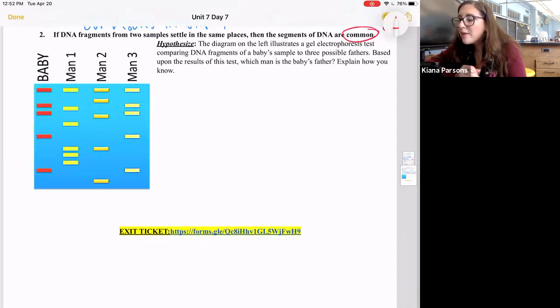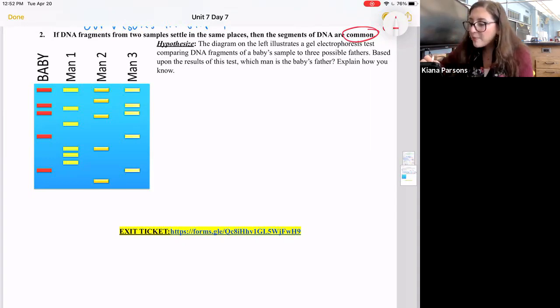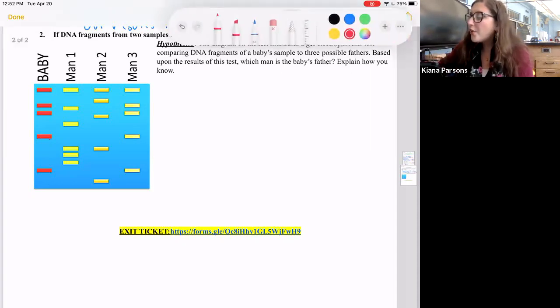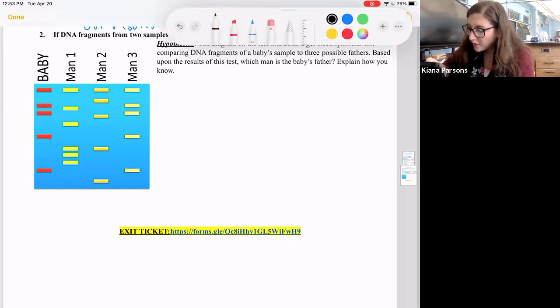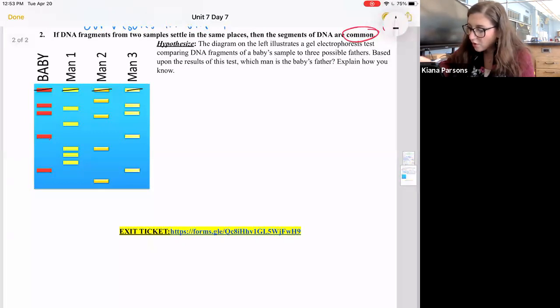So the diagram on the left illustrates a gel electrophoresis test comparing DNA fragments of a baby's sample to 3 possible fathers. Based upon the results of this test, which man is the baby's father? Explain how you would know. So we can see the baby here, and we can see 1, 2, 3, 4, 5 DNA fragments. And based upon where the DNA fragments land, we're going to be able to tell a relationship. So let's go ahead and see. We can see one commonality with all 3.